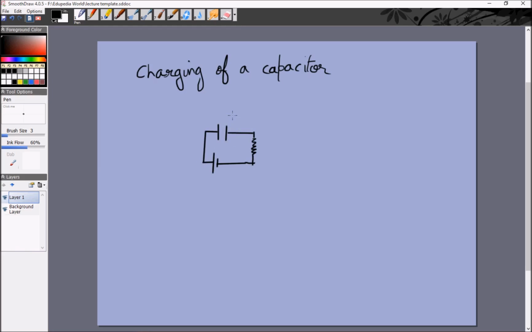So we might connect a battery of EMF E to a capacitor of capacitance C, and it would immediately get a charge of plus CE on the left side and minus CE on the right side.